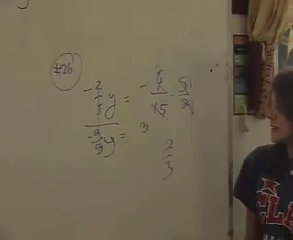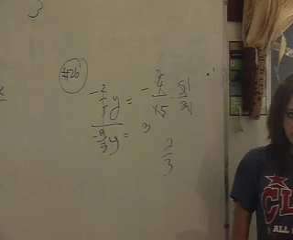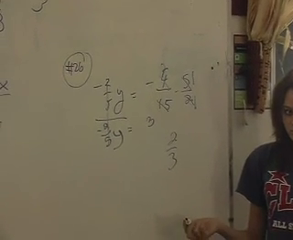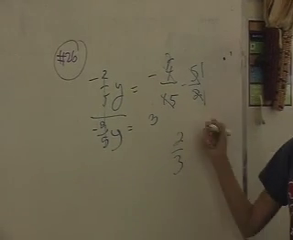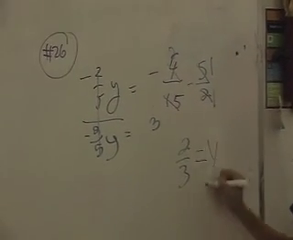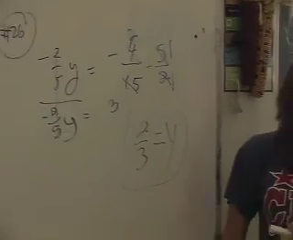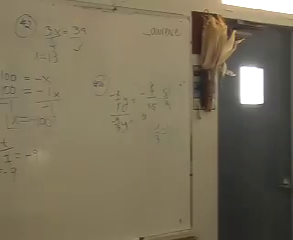And would it be still negative, or would it be positive? Well, negative and negative is a positive. Okay, so y equals 2/3. Okay. Give her a hand, please.